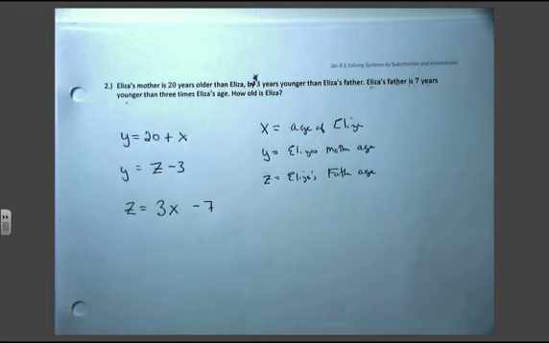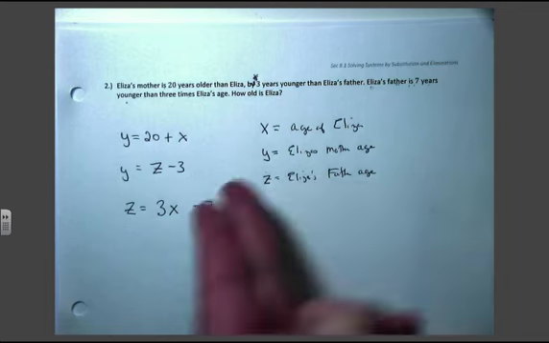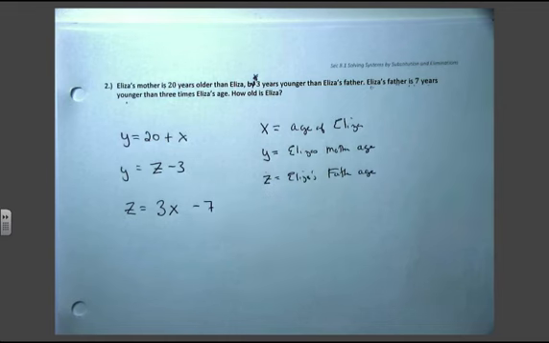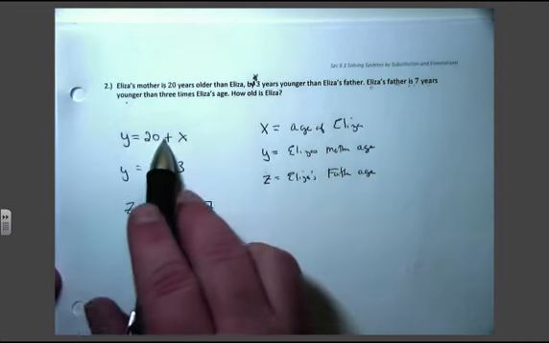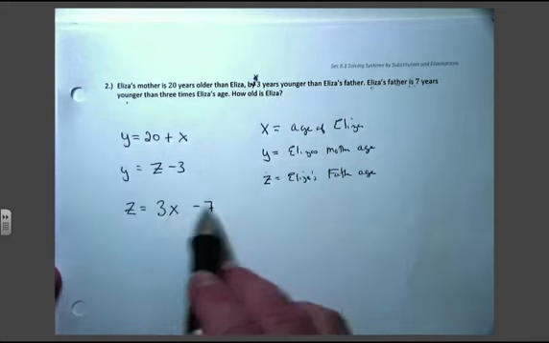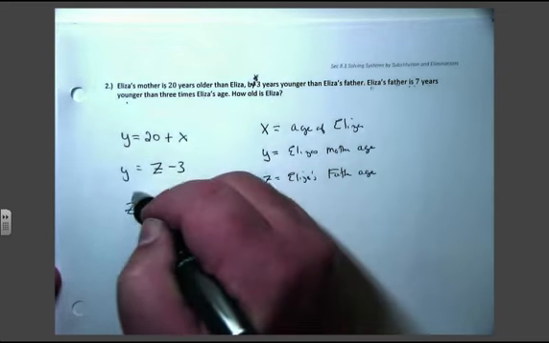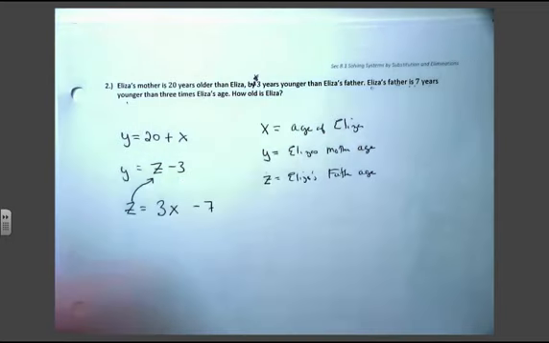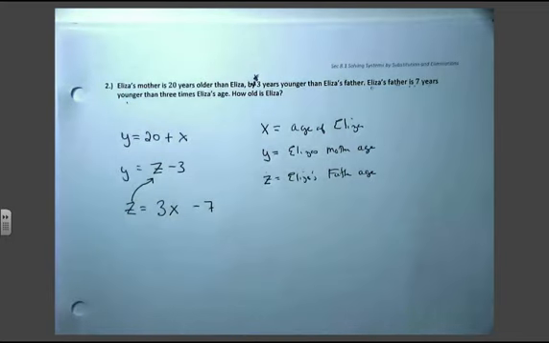Does that make sense? Did I lose you guys anywhere? Again, this is just rewriting English into equations. Now, solve. What am I going to do to solve this? I'm going to do the substitution method. Let me show you. I've got y equals 20 plus x, y equals z minus 3, and z equals 3x minus 7. I'm going to substitute in the second equation because it's got a z in it.